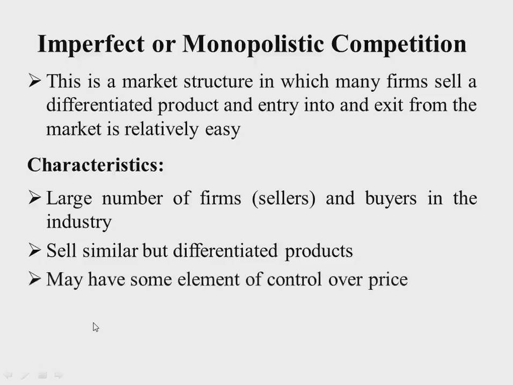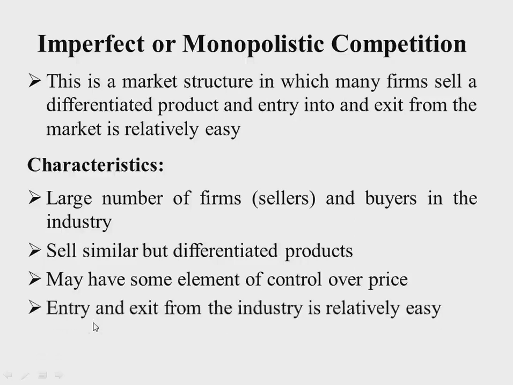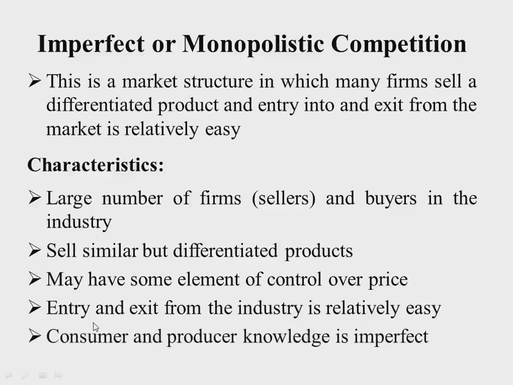Then they may have some elements of price control. Because of differentiated products, each firm can have control over its price for a given commodity that it is selling. And then entry and exit from the industry is relatively easy. Then consumers and producers have imperfect knowledge about the activities of the market.